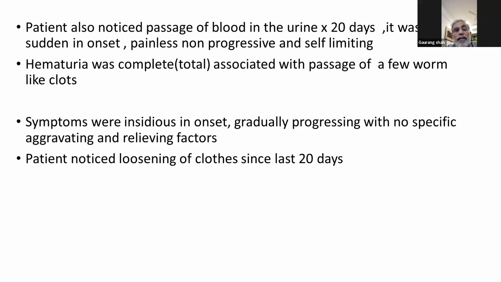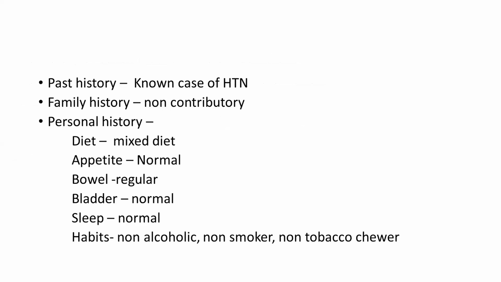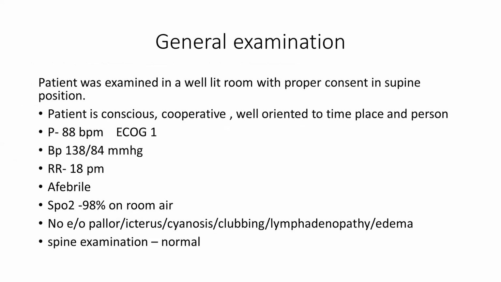Go ahead, finish the history. Yes. So there was no history of dysuria, lithuria, no history of colicky pain at the time of hematuria, no previous instrumentation or surgery, no nausea, vomiting, no jaundice or puffiness, no back pain, no bony pain, no bleeding diathesis, no radiation or chemotherapy. She was a known case of hypertension. Family history was not contributory or significant. The rest of everything was normal, sir, on general examination. Okay, fine.